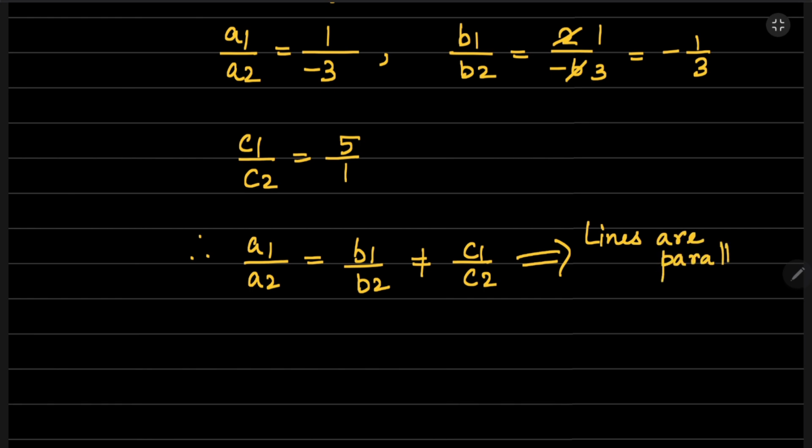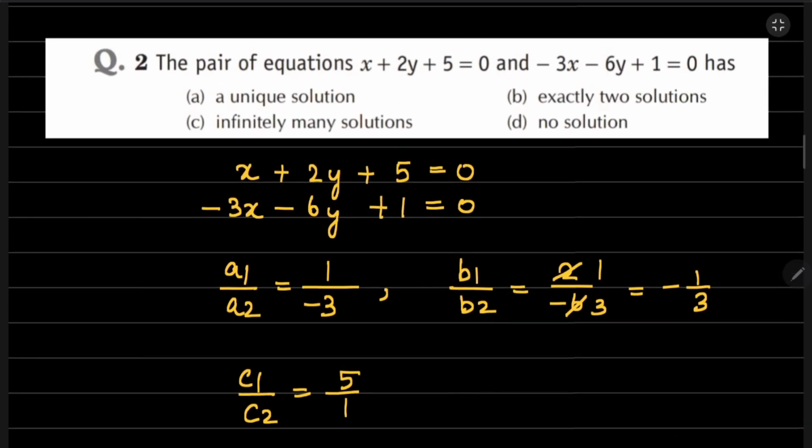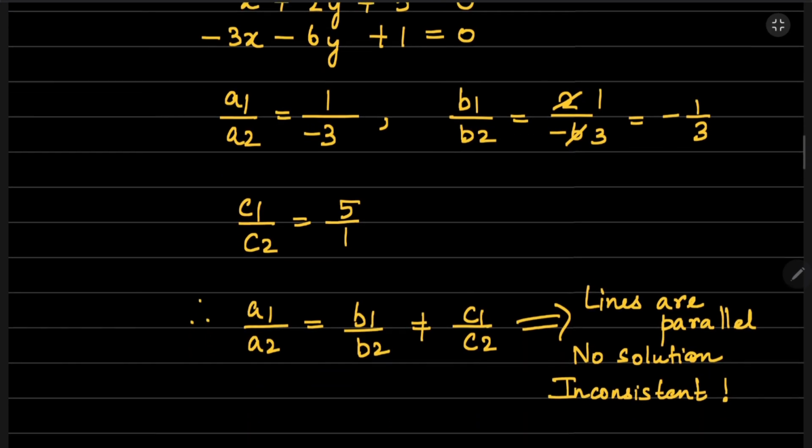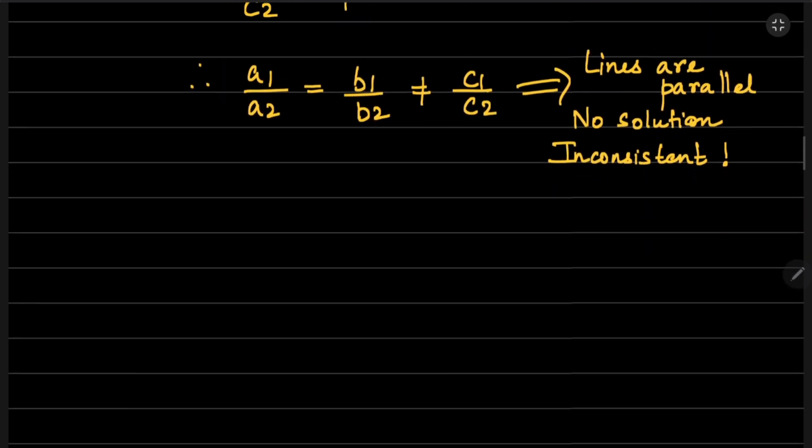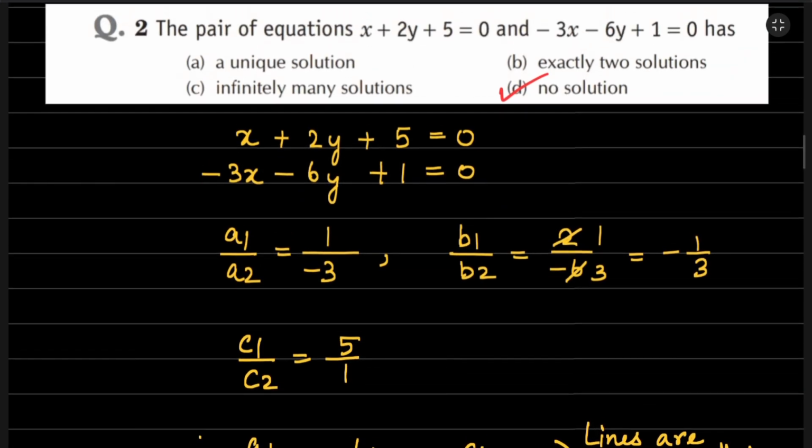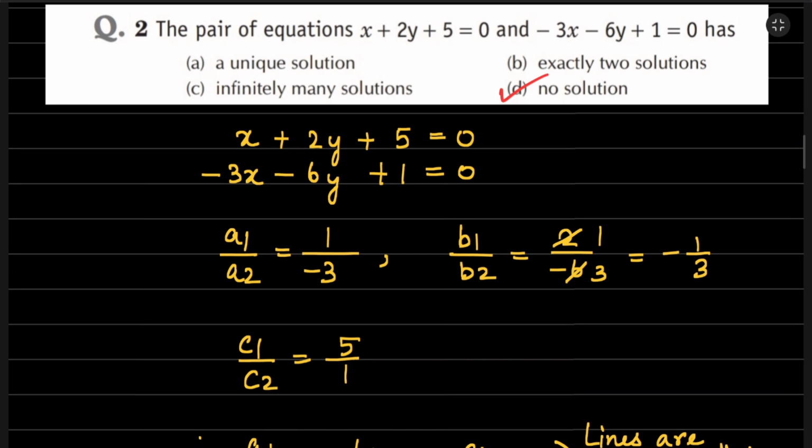And when the lines are parallel, we do not have any solution. So no solution. Okay, and when there is no solution, what do you call the system of these equations? They are called inconsistent in nature. This system of equations is inconsistent. Okay, so what is the answer? No solution. Option D.